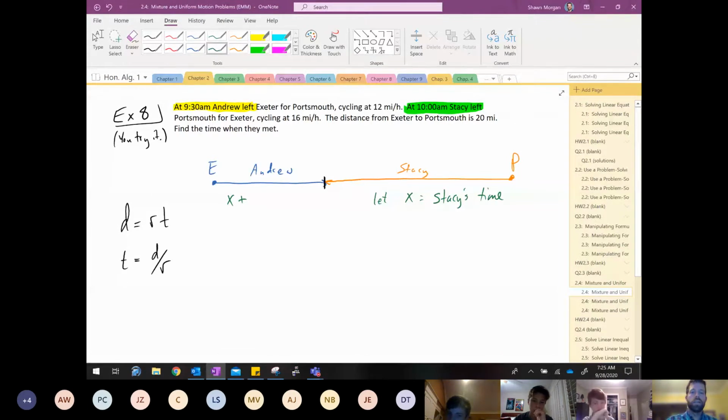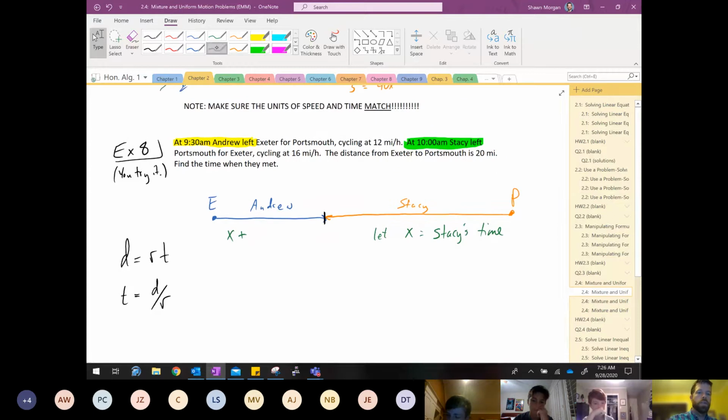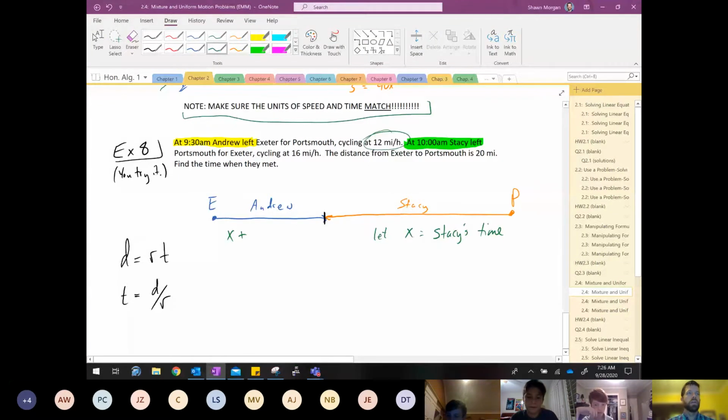Ooh, let me backtrack up here, and I'm going to make sure we see this note from last week. Make sure the time and the speed match in terms of their units. So although it's 30 minutes, our rates are expressed in miles per hour. So X plus what would be a better idea? 1/2. All right, 0.5 would be fine, but let's just say 1/2. Okay, so that's going to equal Andrew's time.